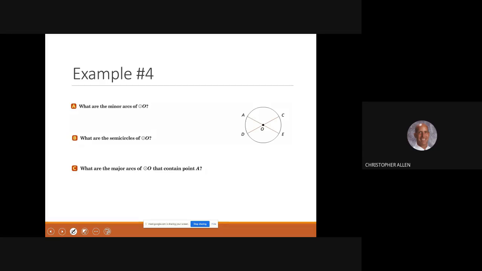I've now got this circle over here. By the way, this is called circle O. This is literally how you would write it symbolically. Instead of writing the word circle O, you could abbreviate it with the circle symbol and then the letter O, because remember, O is the center of that circle. There's circle O.